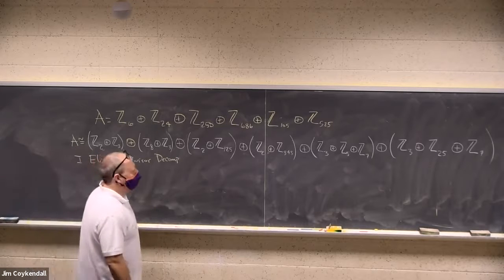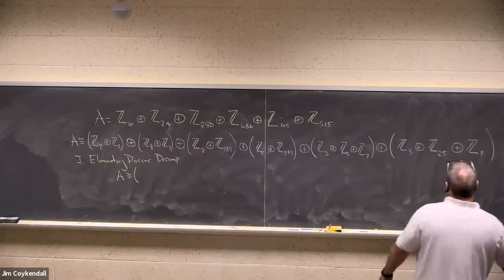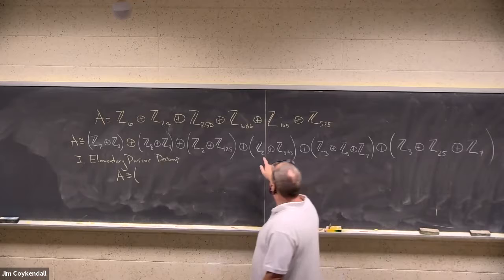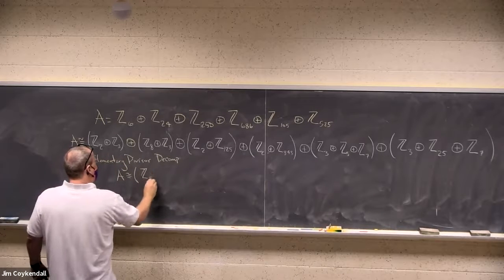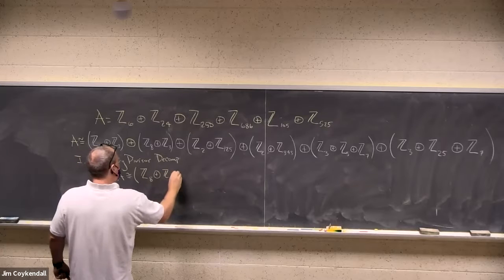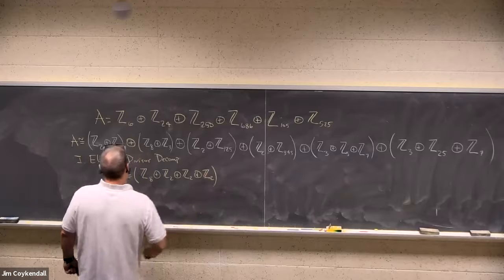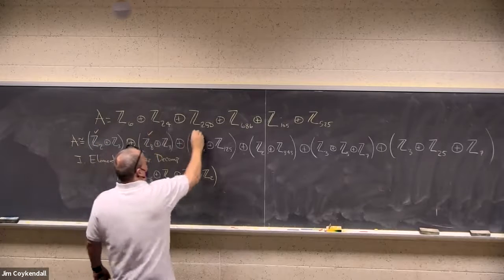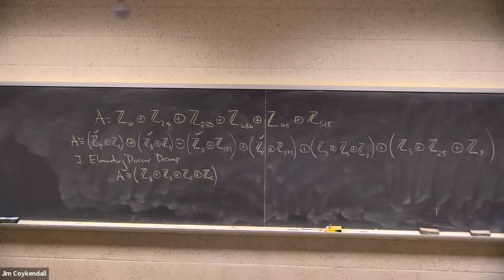I don't have to do this, but I'll collect highest powers. Let me start with 2. There's no 2 here or here. There's a Z2, a Z2, a Z8, and a Z2. So I'm going to go Z8, Z2, Z2, Z2. And make sure I check these off. There we go. That's the first bit, basically all the subgroups that have a power of 2.